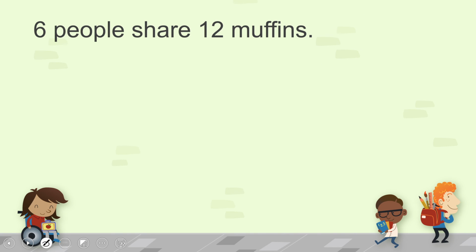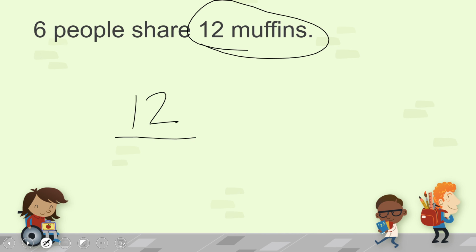Okay, 6 people share 12 muffins. How much stuff do we have? We have 12 muffins. So 12 muffins is our numerator of 12. And how many people, or how many times are we going to break it apart? We're going to break it apart 6 times because we have 6 people sharing it.